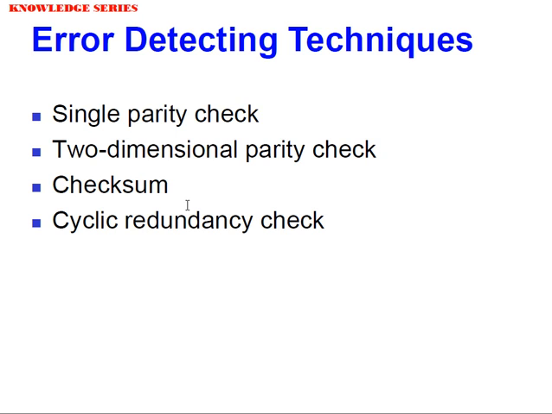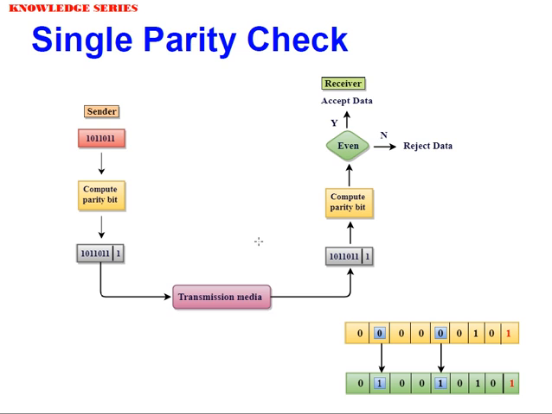Now we go to the error detection techniques. What are the different error detection techniques? There are different methods: single parity check, two-dimensional parity check, checksum, and cyclic redundancy check. Now, single parity check. Let us see it in this particular figure. Single parity checking is a very simple and inexpensive method to detect errors.